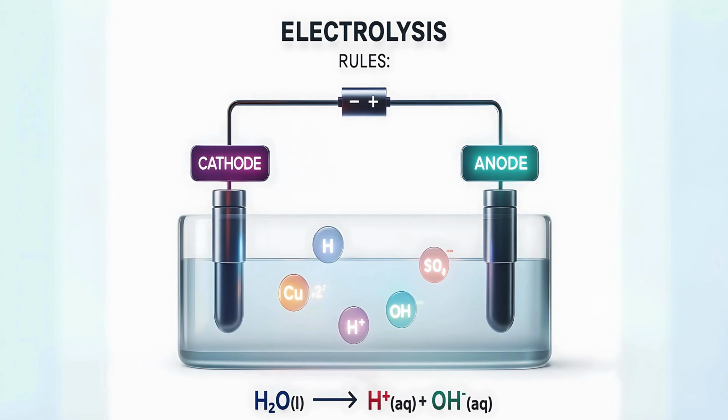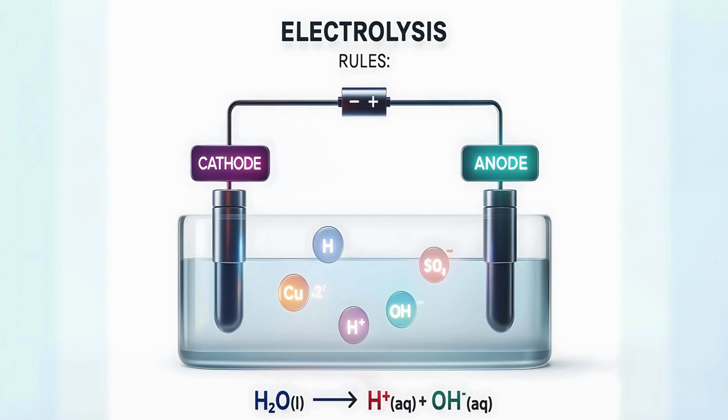We'll need a beaker containing our electrolyte solution, two electrodes, the positive electrode called the anode and the negative electrode called the cathode, connected by wires to a power source, such as a battery. When the current is switched on, electrons flow through the circuit, and the ions in the solution begin to move towards their respective electrodes, depending on their charges.